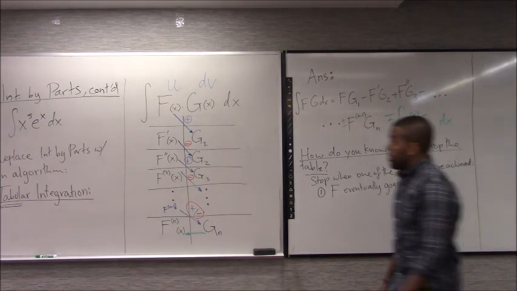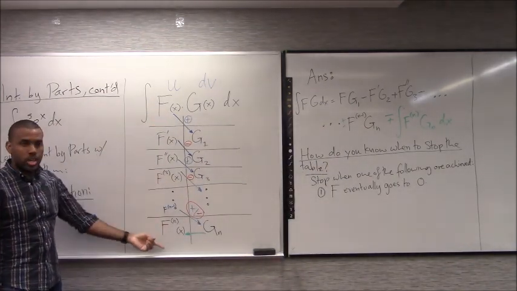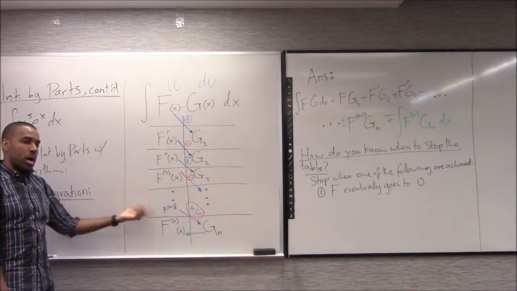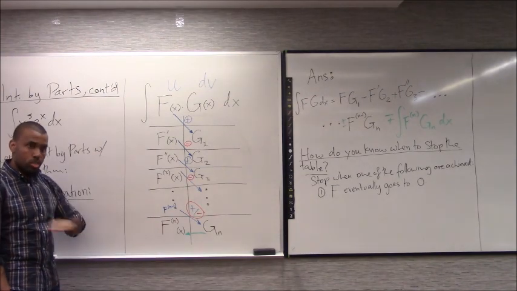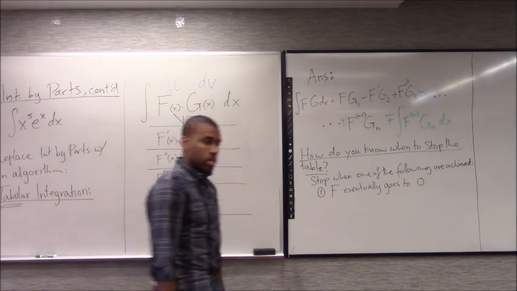So, for example, if your F happens to be a polynomial, eventually if you keep differentiating it, you'll end up with a 0, right? Because you'll keep decreasing the power until you hit a constant, then you're going to differentiate that constant, it's going to hit 0. Stop the table once it hits 0, right? So that's one way you'll know how to stop the table.